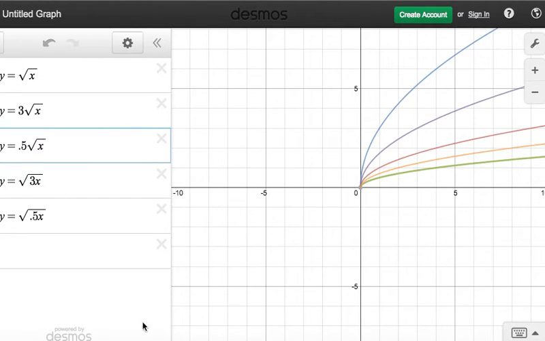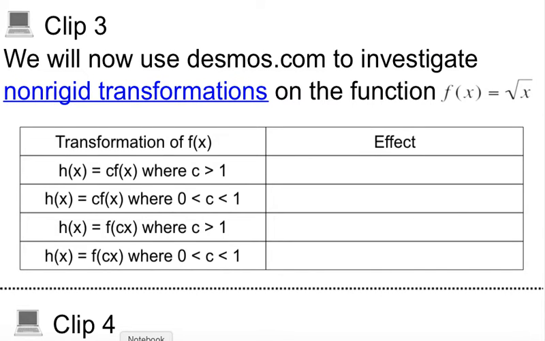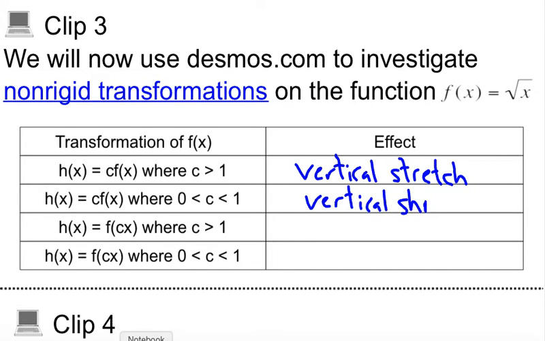So let's try and summarize these things back on our notes. So if we take our function and we multiply it by c on the outside, where c is greater than 1, this gives us a vertical stretch. Okay, so you grab the graph and you kind of stretch it in the vertical direction. If we put c times f of x, and c is between 0 and 1, so some fraction or decimal, that is a vertical shrink. So imagine in the vertical direction just kind of smashing it down, top and bottom, smashing it down.